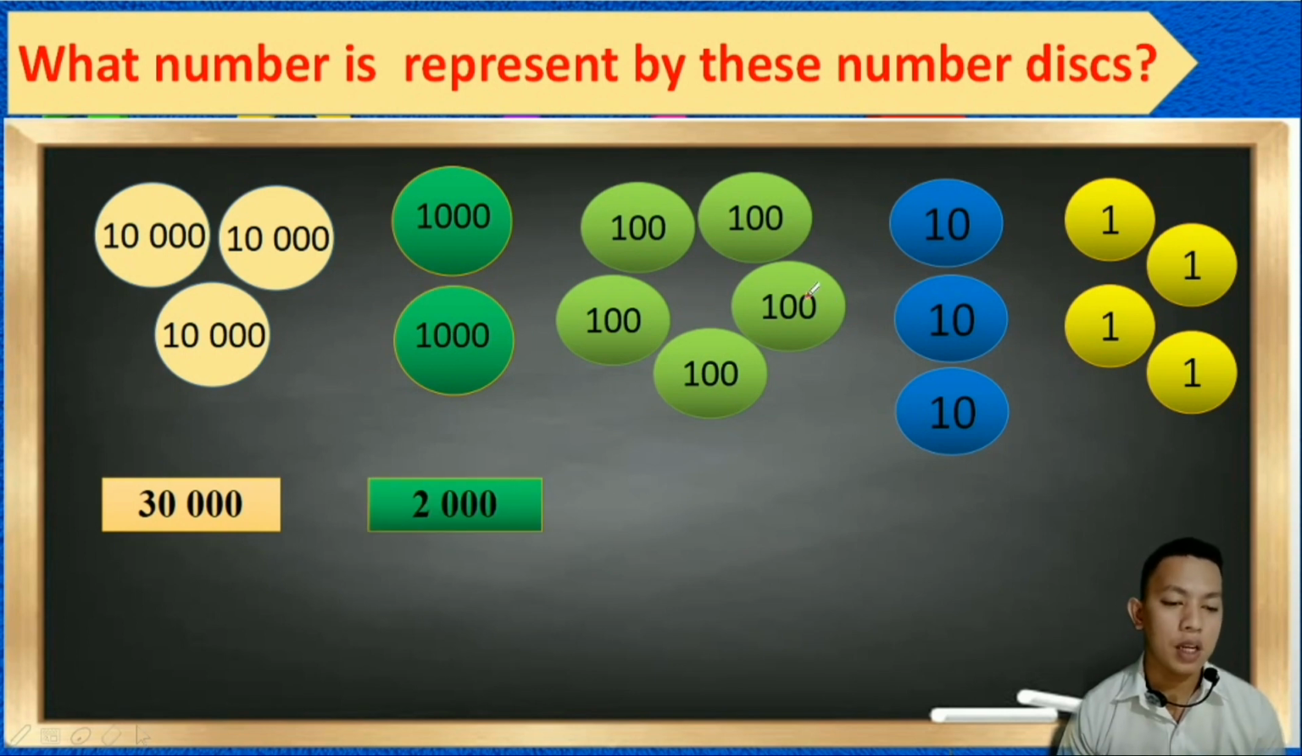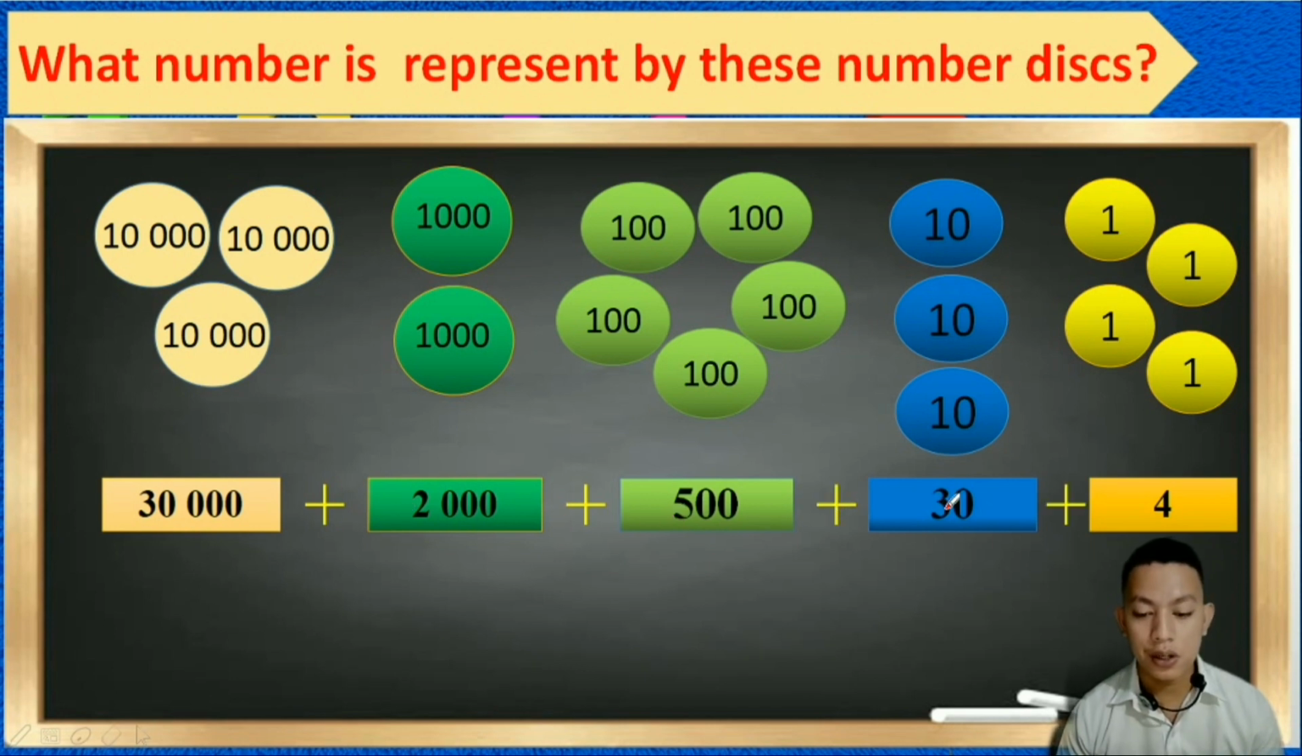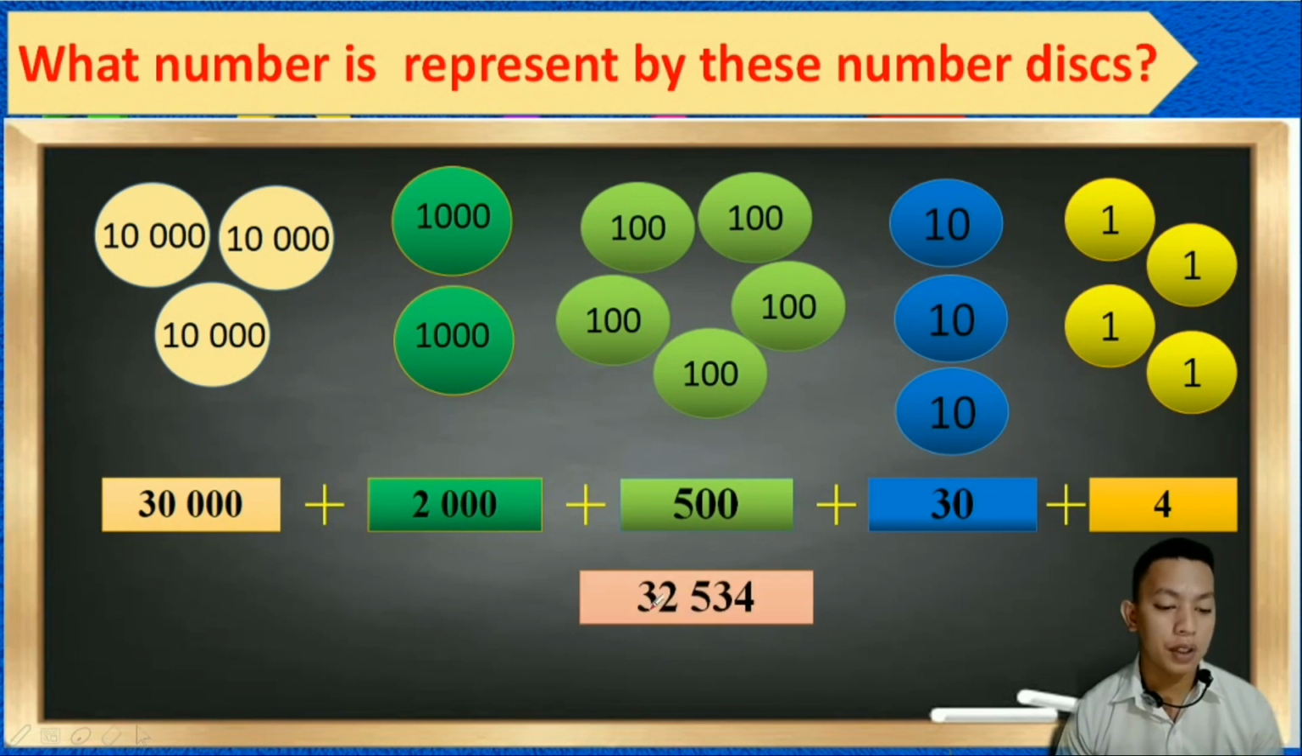Correct, 2,000. How about the 5 disks for hundreds? We have 500. And 3 disks for tens, we have 30. And 4 disks for ones, we have 4. So 30,000 plus 2,000 plus 500 plus 30 plus 4, we have the number 32,534.